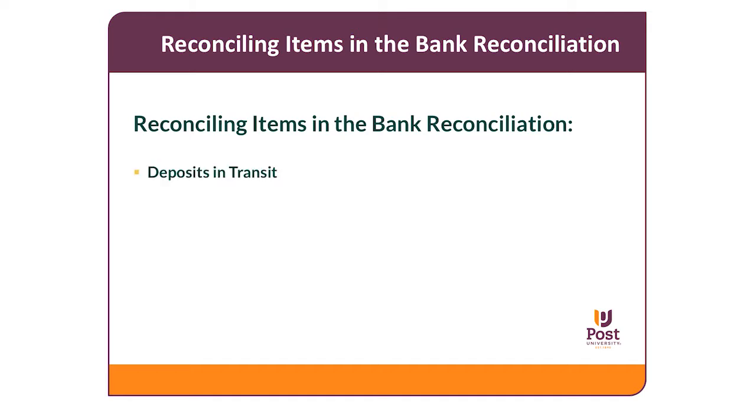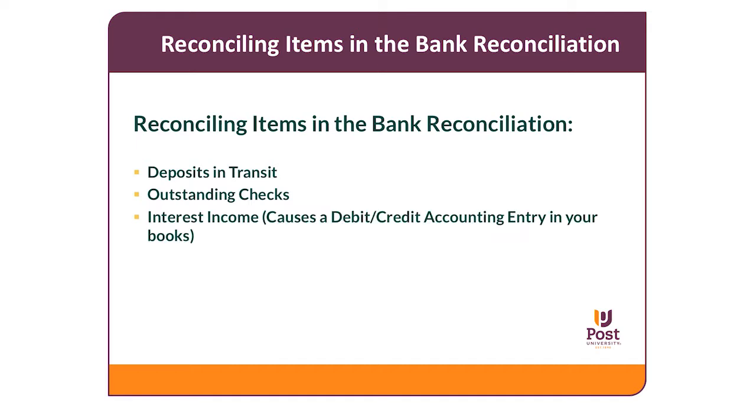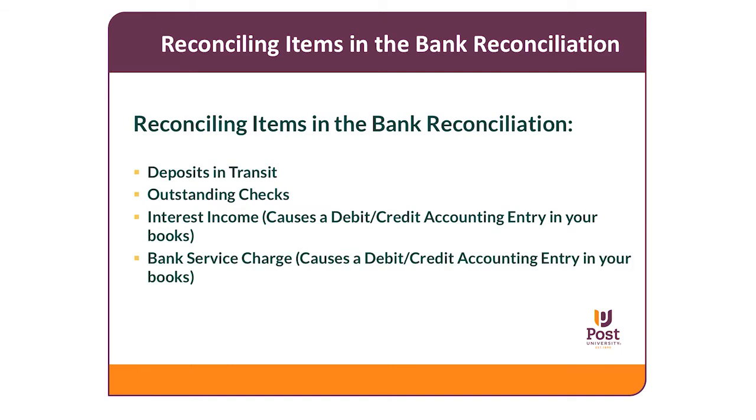They are deposit in transit. This is a deposit that has not yet been made at the bank. Outstanding checks. A check that has not yet cleared the bank. Interest income. This causes a debit-credit accounting entry in your books. This is when the bank gives you interest and you have not recorded it yet. Bank service charge. This causes a debit-credit accounting entry to your books when the bank charges you in your account.